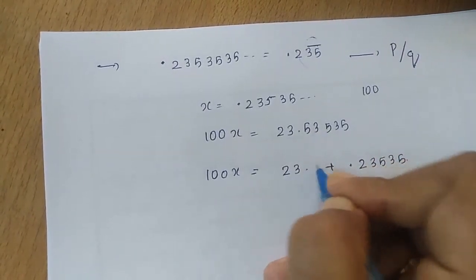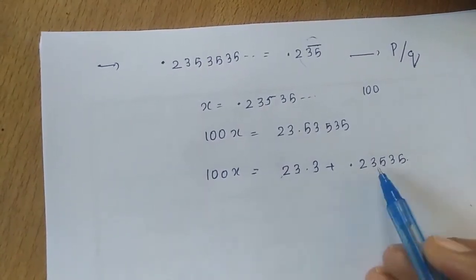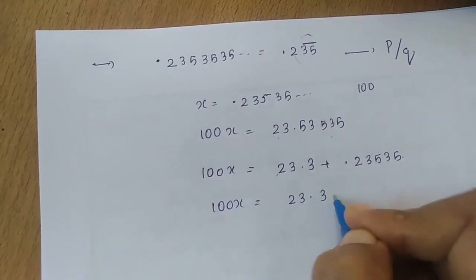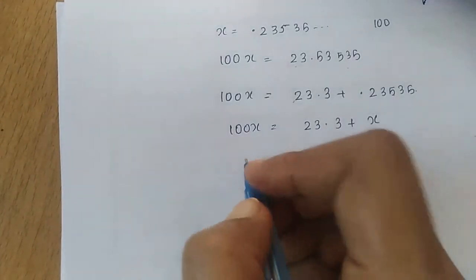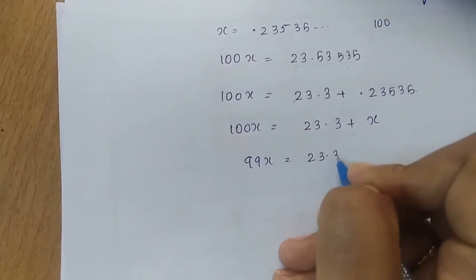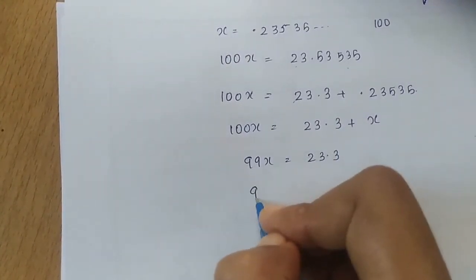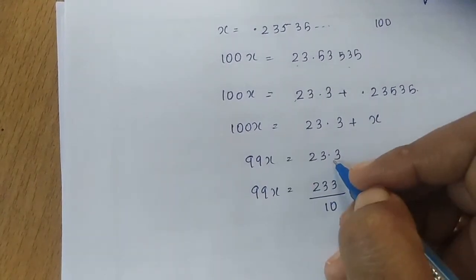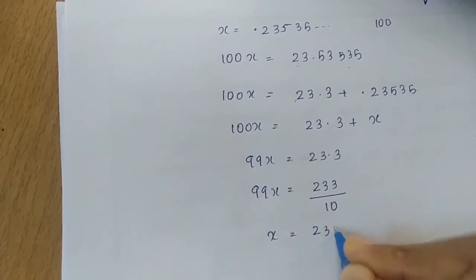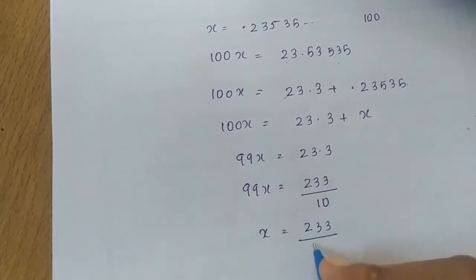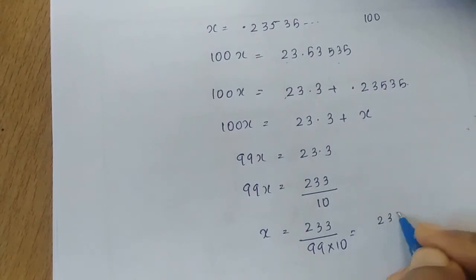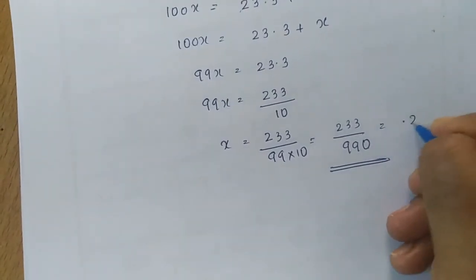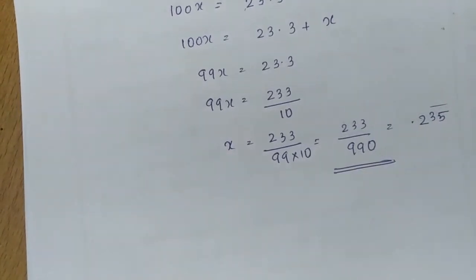So 23.3. When we add these two numbers, we get this. So 100x is equal to 23.3 plus x, so 99x is equal to 23.3. Here there is one decimal place, so we have to convert it: 233 divided by 10 is equal to 23.3. Then x is equal to 233 divided by 99 into 10, which is equal to 233 divided by 990. That is 0.235.